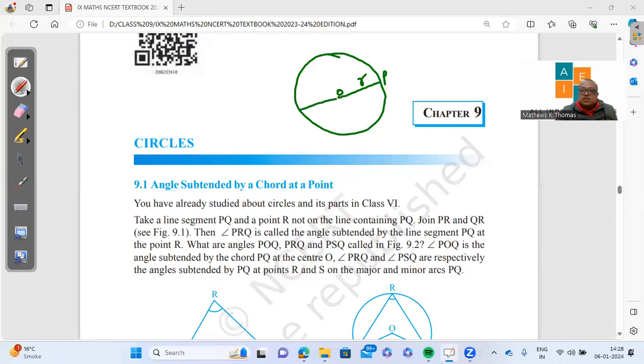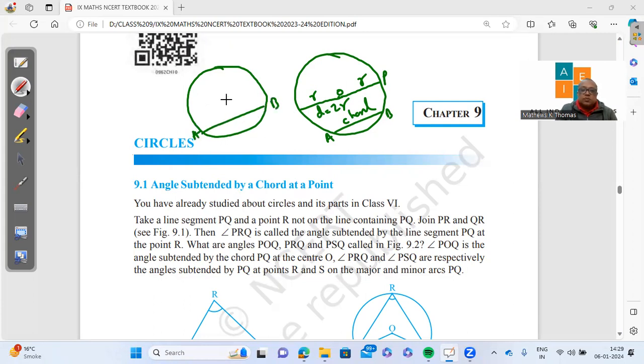If I extend this radius on the other side, then this becomes the diameter. So diameter is actually the longest chord. So this is the diameter because it is passing through the center, and diameter is equal to twice the radius. If I just draw AB, any 2 points on the circle, then when I join this, I'm going to get a chord.